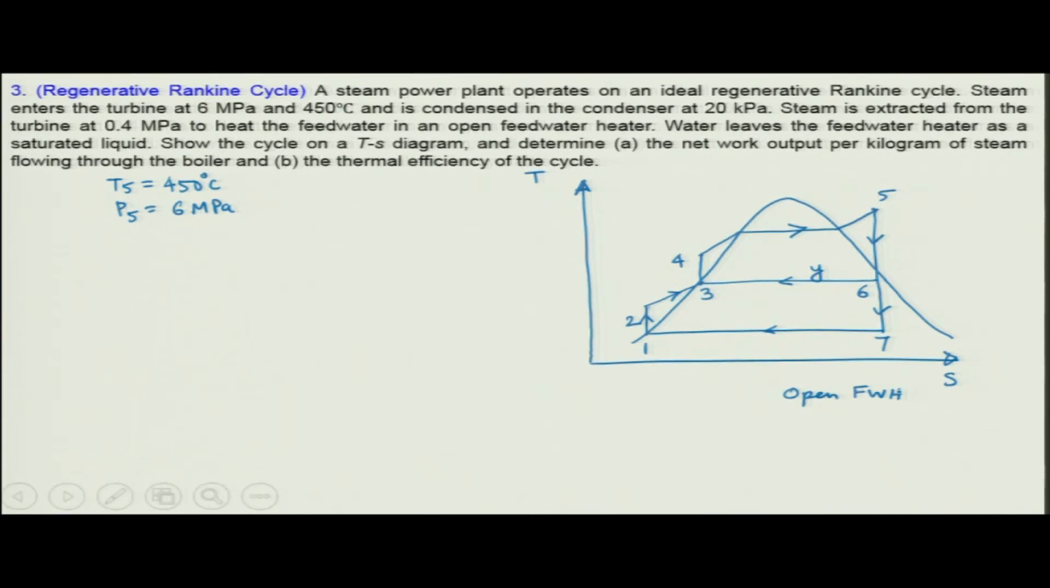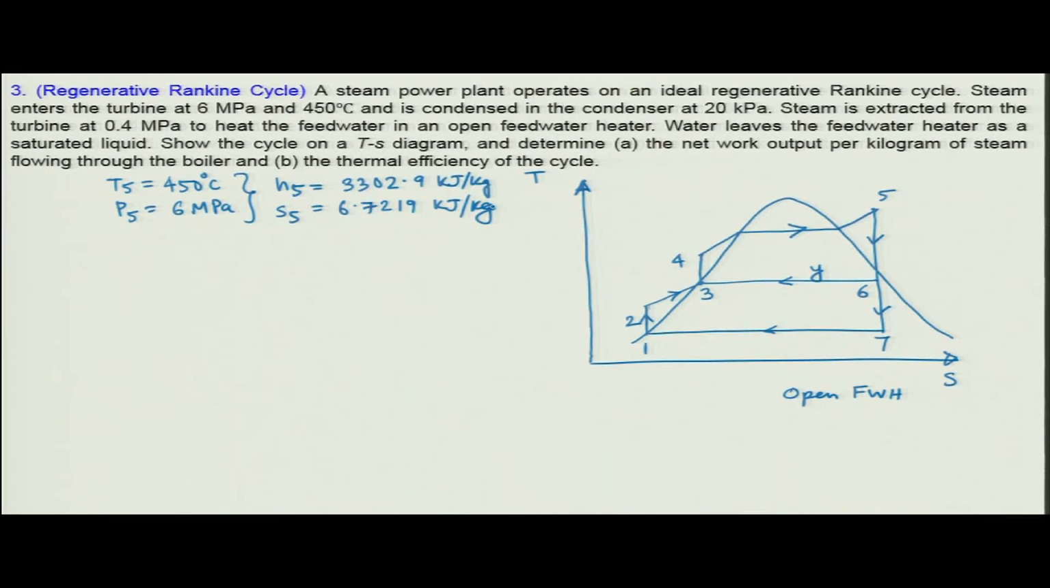Okay. So, what is given in the problem? T5, that is the turbine inlet condition, is 450 degree centigrade, and P5 is 6 megapascal. So, for this I can find the values of enthalpy and entropy. From the superheated table you can find H5 as 3302.9 kilojoule per kg, and S5 is 6.7219 kilojoule per kg K.